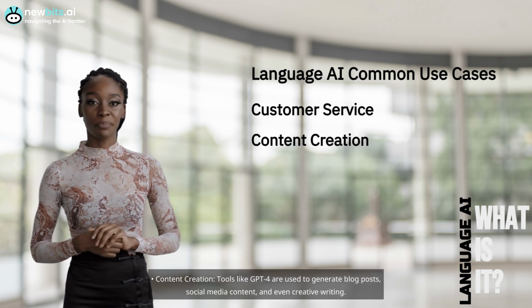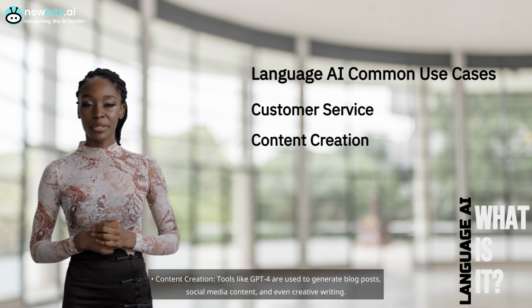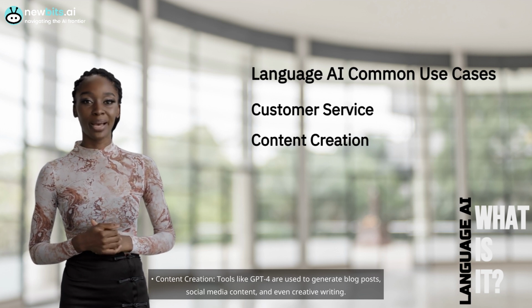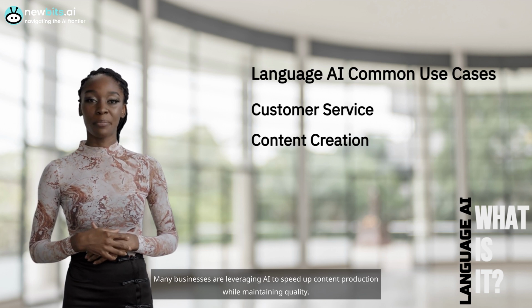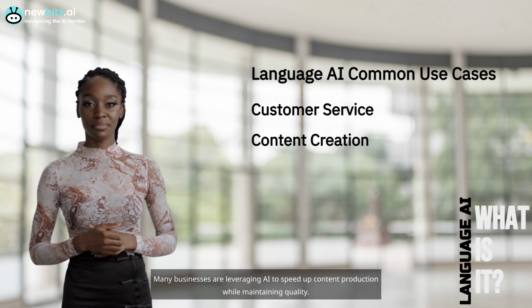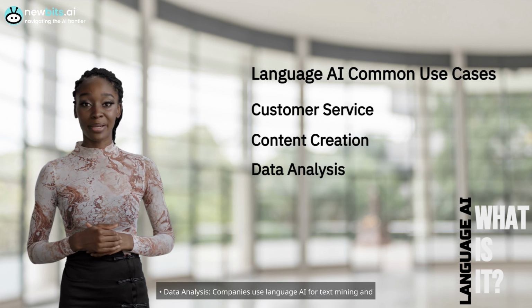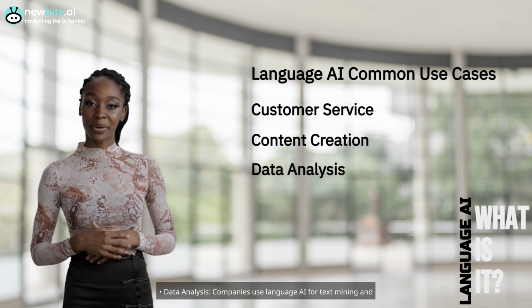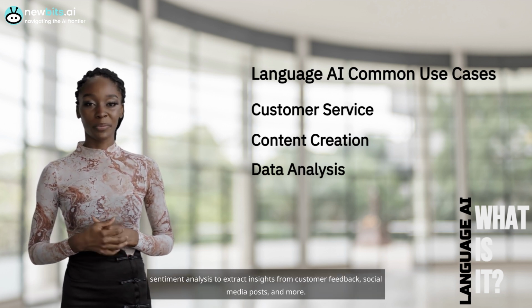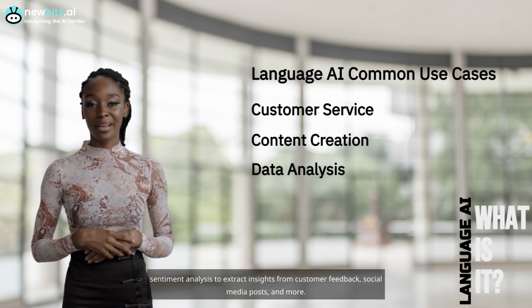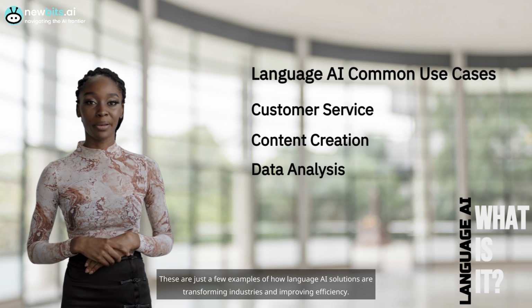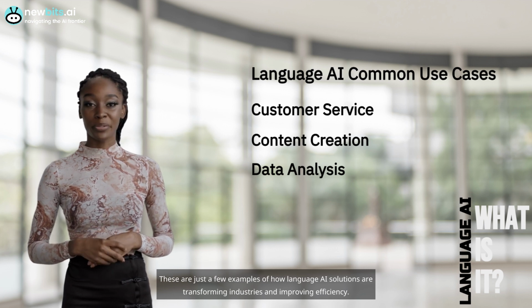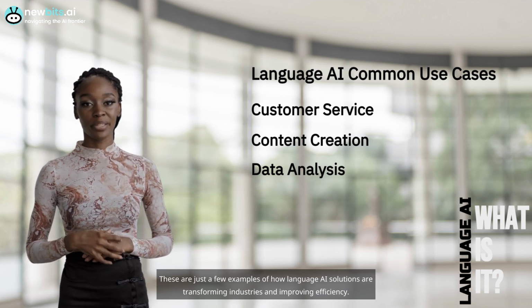Tools like GPT-4 are used to generate blog posts, social media content, and even creative writing. Many businesses are leveraging AI to speed up content production while maintaining quality. Data analysis. Companies use language AI for text mining and sentiment analysis to extract insights from customer feedback, social media posts, and more. These are just a few examples of how language AI solutions are transforming industries and improving efficiency.